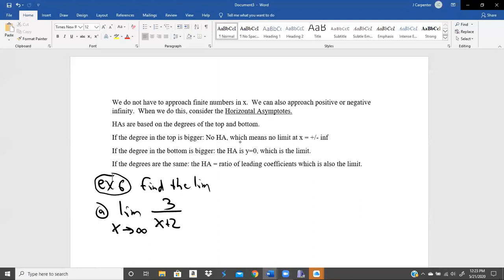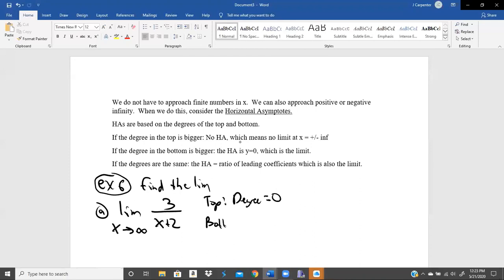So this is a rational function, and we're approaching positive or negative infinity. So we've got to look at the degrees. For the top, the degree is 0. The degree is the largest exponent of your x's. There are no x's, which is why it's 0. It's like having an x to the 0 next to the 3. Anything to the 0 is a 1.